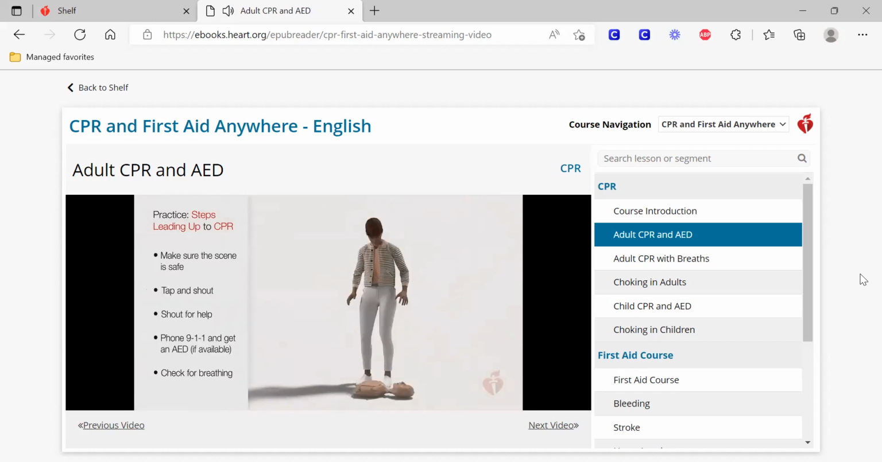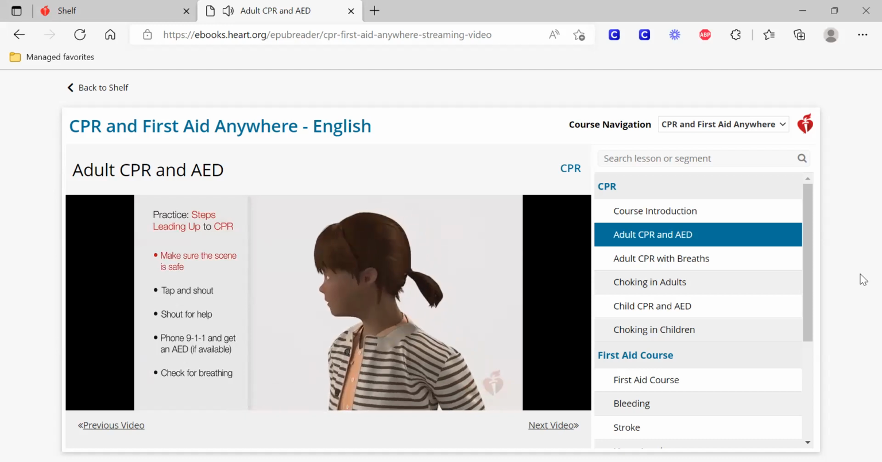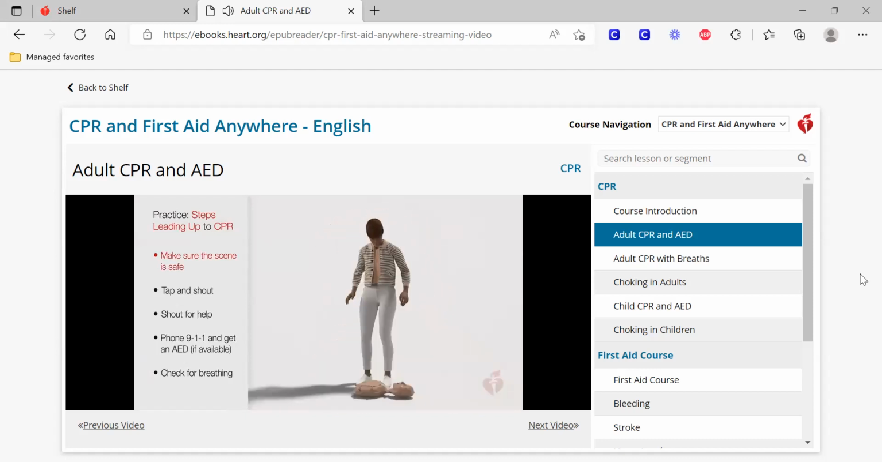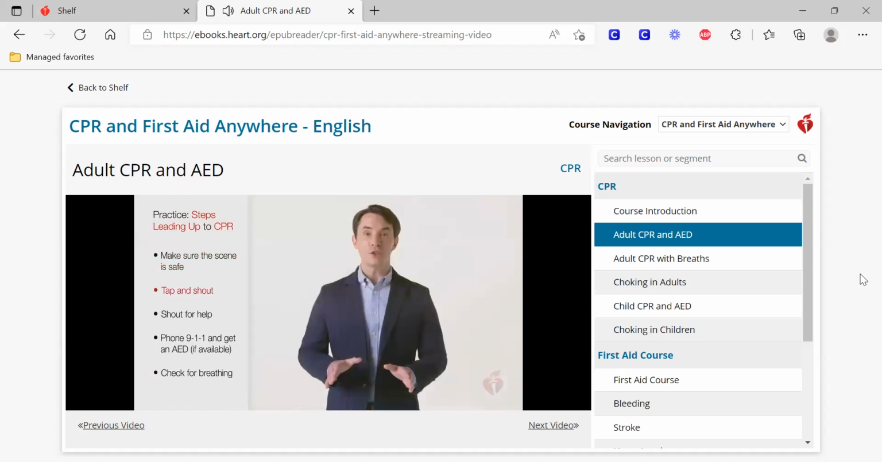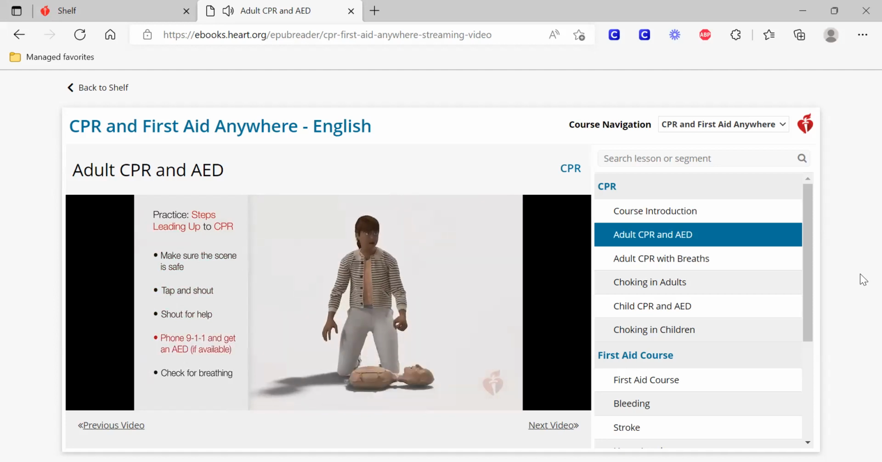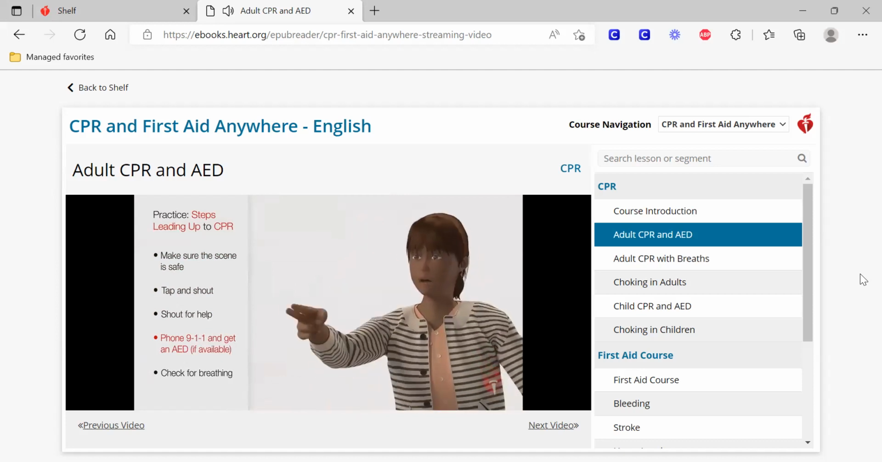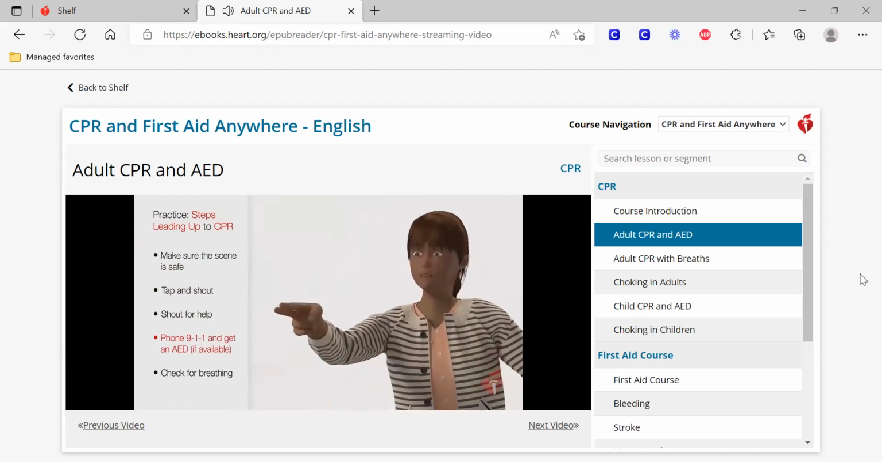You have just found Minnie Ann lying on the ground. First, make sure the scene is safe. Next, tap and shout, "Hey, are you okay? Are you okay?" Shout for help and practice sending someone to phone 911 and get an AED. "Help! Somebody help me! You, phone 911 now and get an AED."